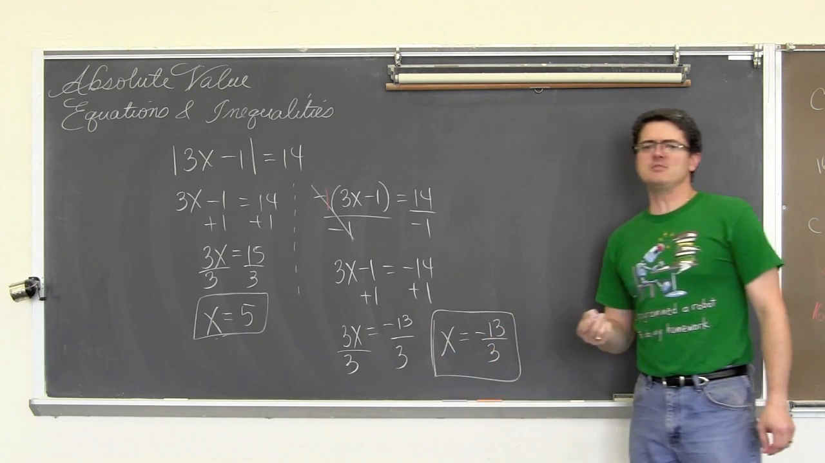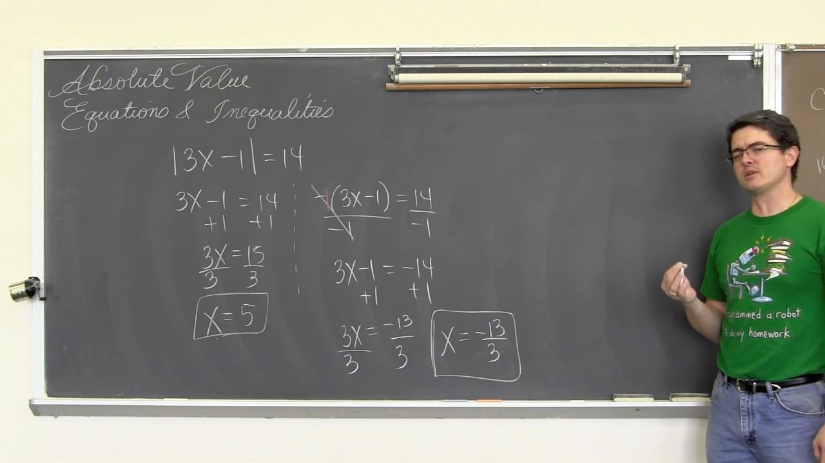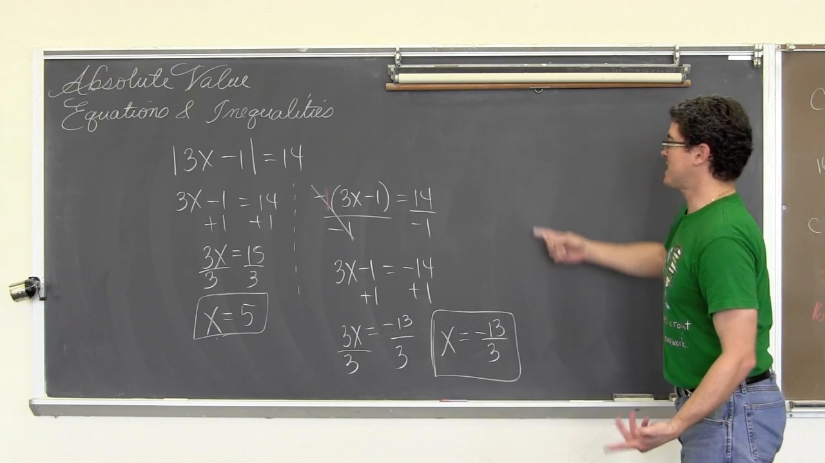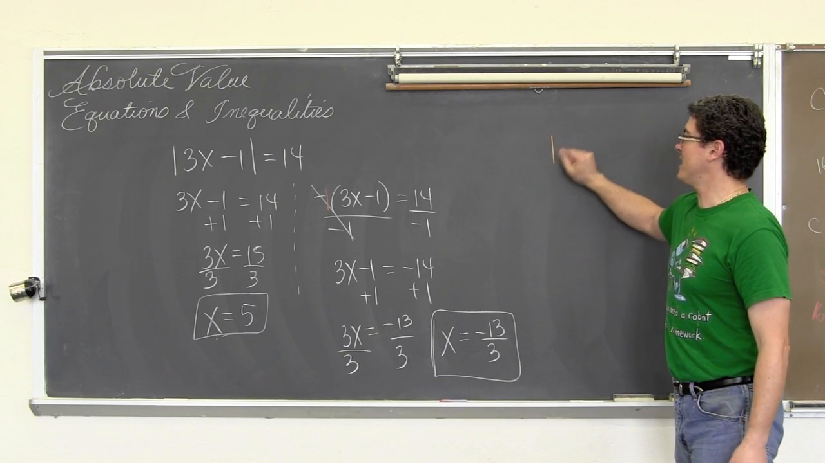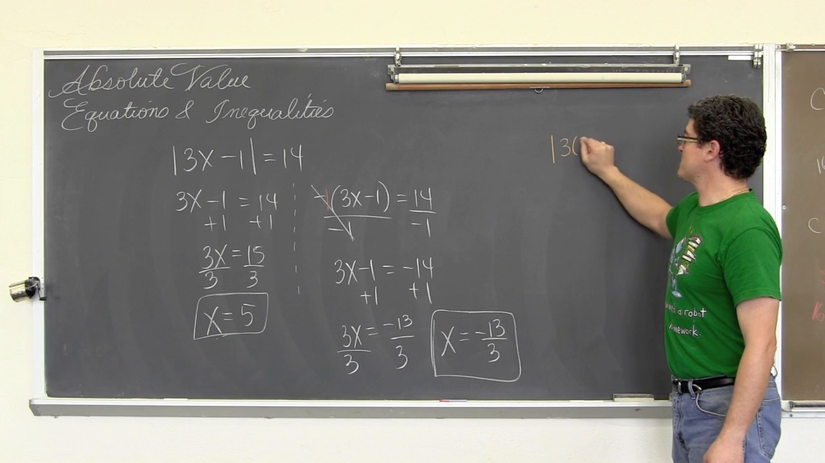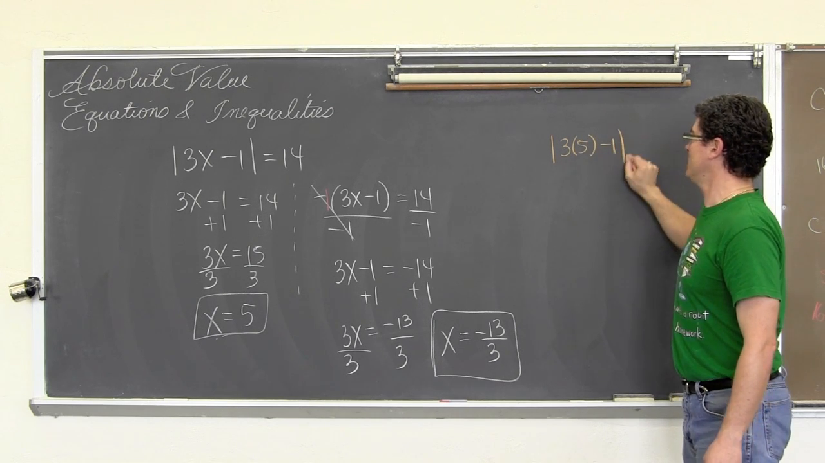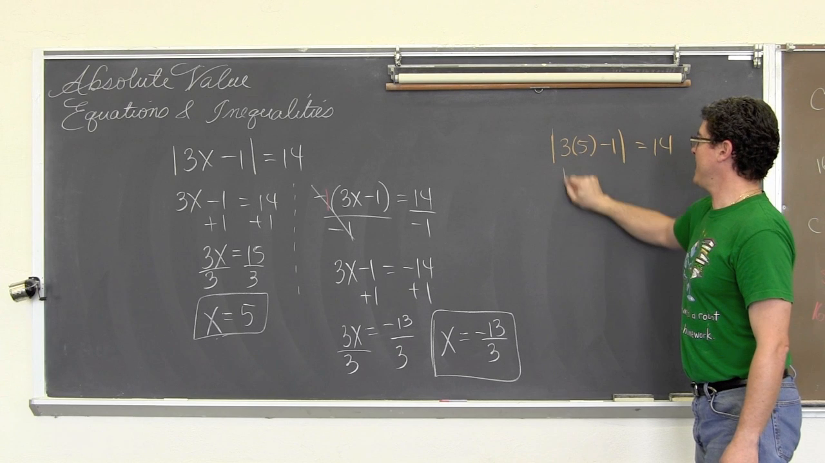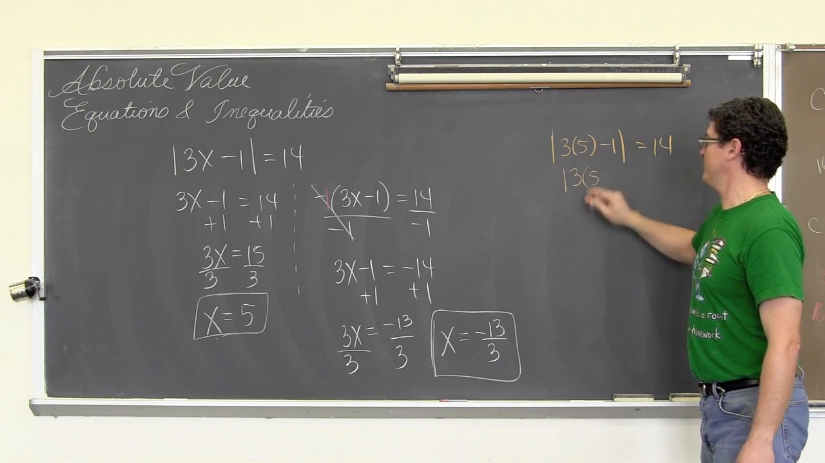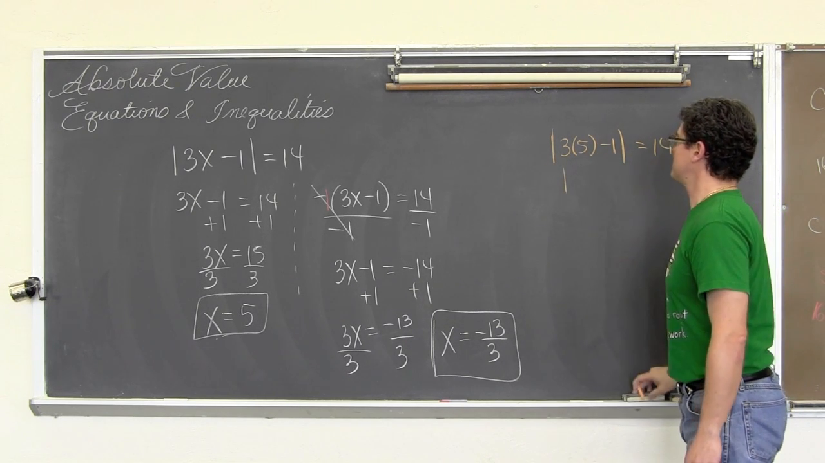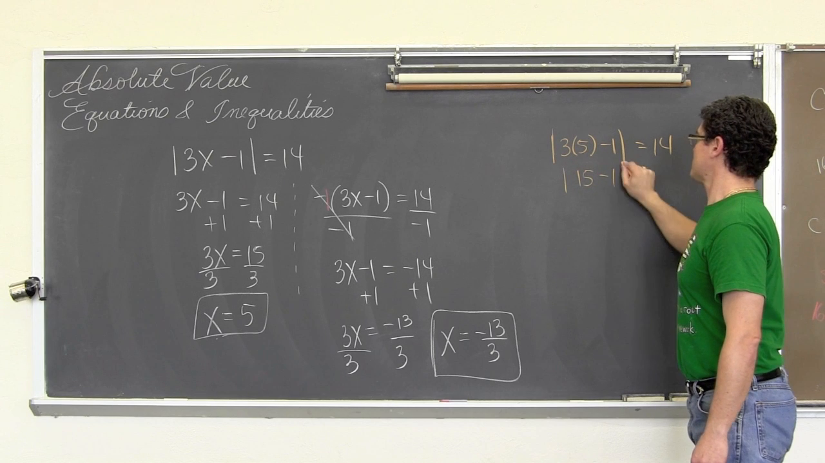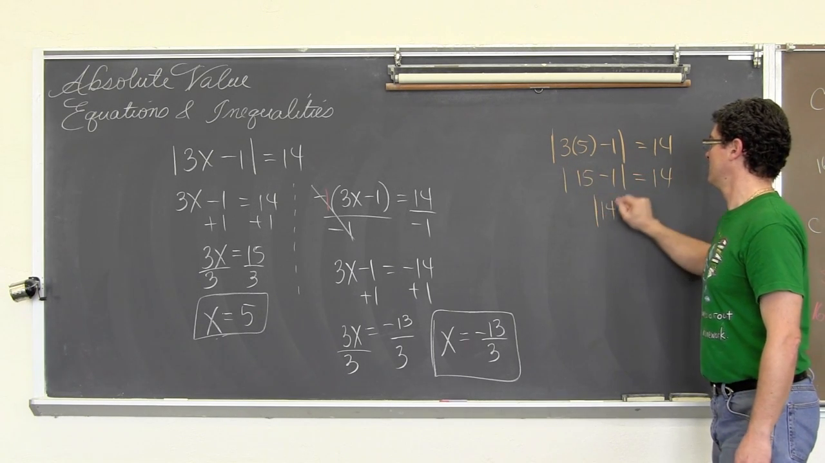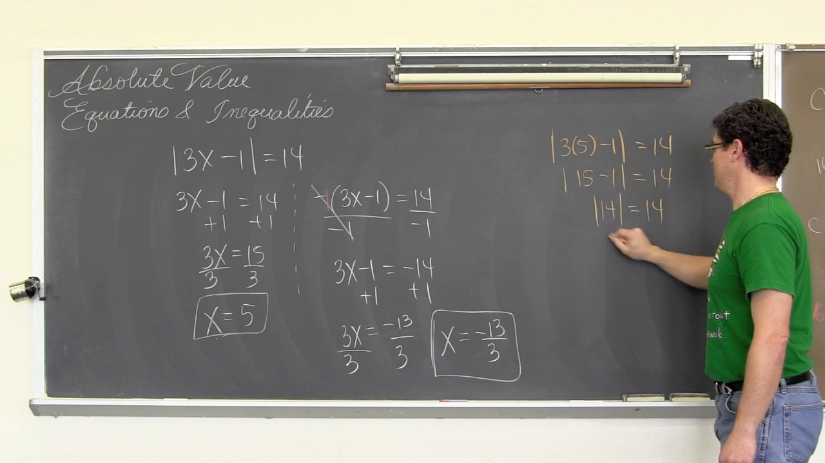Now, sometimes you get solutions that don't actually work, so we want to check that, make sure it actually works out. So let's take the first answer. The absolute value of 3 times 5 minus 1 equals 14. Well, that's going to be the absolute value of 3 times 5, which is 15, minus 1, is equal to 14. That's the absolute value of 14 equals 14.